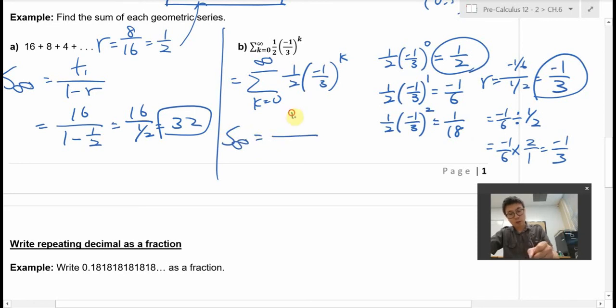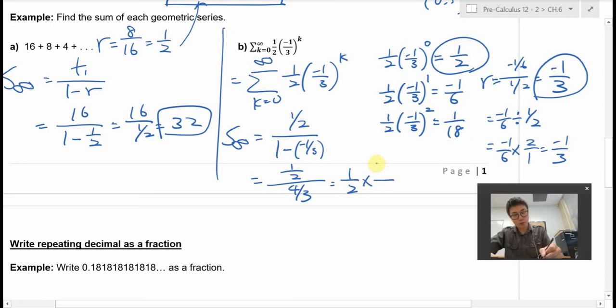This is going to be t1, 1/2, divided by 1 minus the common ratio of -1 over 3. This is going to be 1 over 2 divided by, that's minus, so it's a plus, 1 plus 1/3 is 4/3. This is going to be 1 over 2. Again, dividing fractions means multiply by the reciprocal, so this is going to be times 3 over 4. 3 over 8 would be the answer, okay?